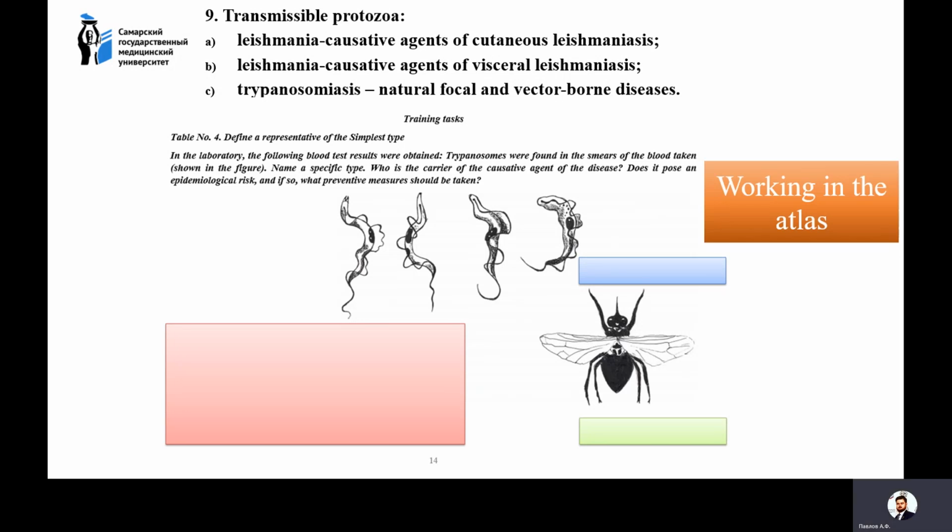Name a specific type who is the carrier of the causative agent of the disease. Does it pose an epidemiological risk? And if so, what preventive measures should be taken?